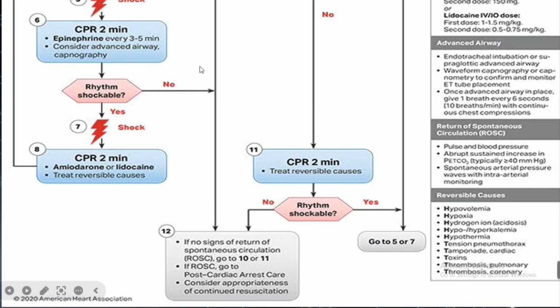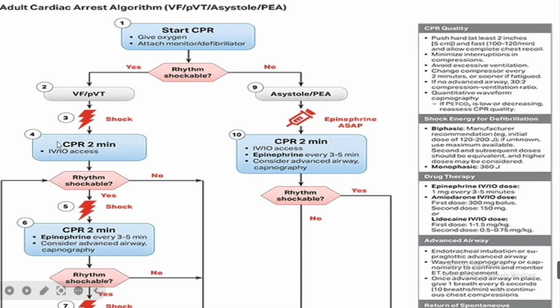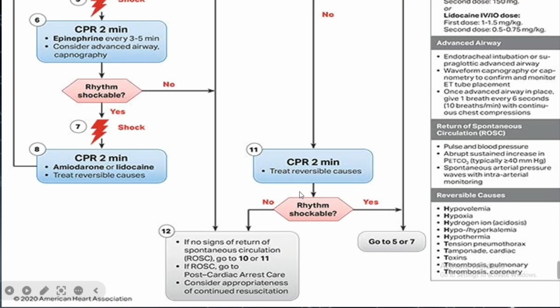The way that you deliver the shock here, you have to again follow this protocol, but if it is non-shockable, you have to provide CPR, and again check whether the rhythm is shockable or non-shockable. If the rhythm is shockable, this flow will be followed. If the rhythm is non-shockable, even in this flow, then we go towards our 12th block, which is saying that if there are no signs of return of spontaneous circulation, go to 10 or 11.